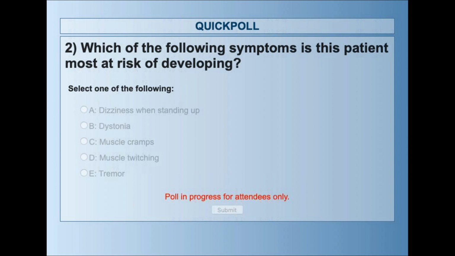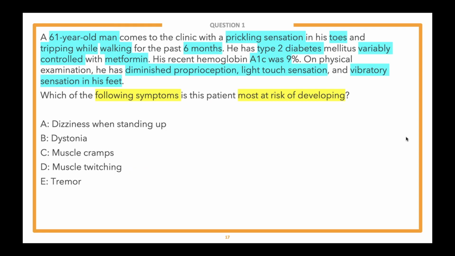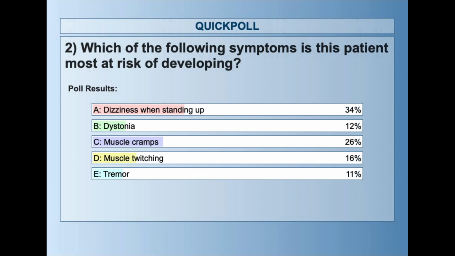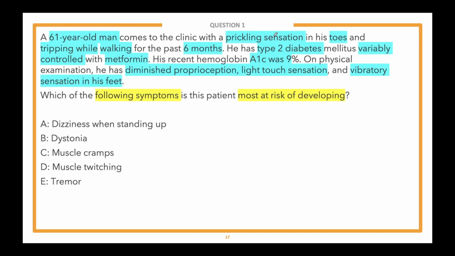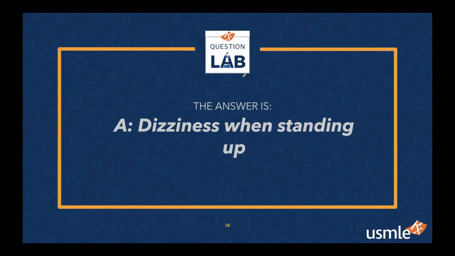All right, a few more moments here. Let's take a look and see what you selected. Looks like in first place, we have dizziness when standing up. And in second place, we have muscle cramps. So let's take a look and see what the answer is. And the answer is indeed A, dizziness when standing up. And 34% of you got it right. So well done. It was a tough question, but let's make sure you got it right for the right reasons.